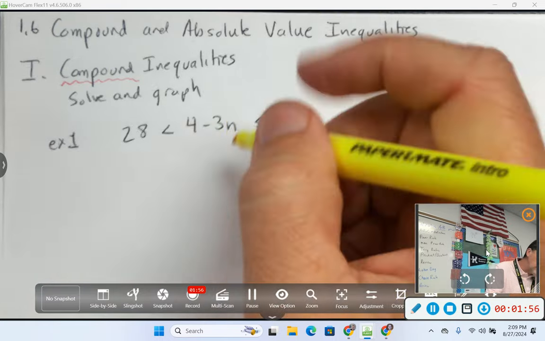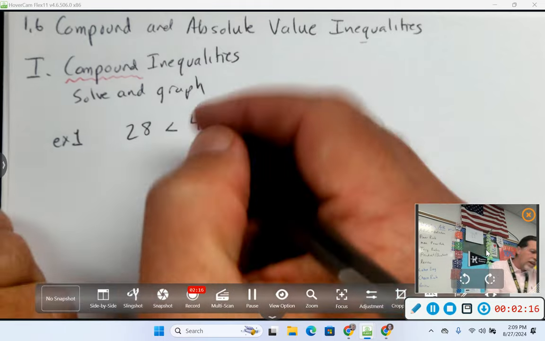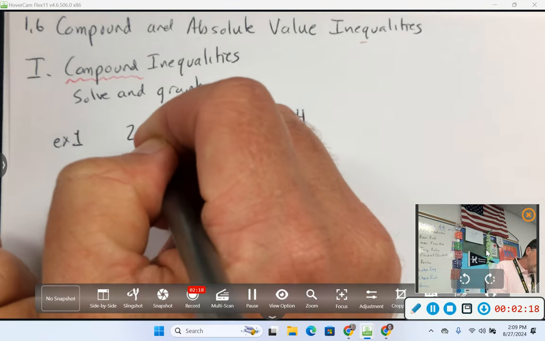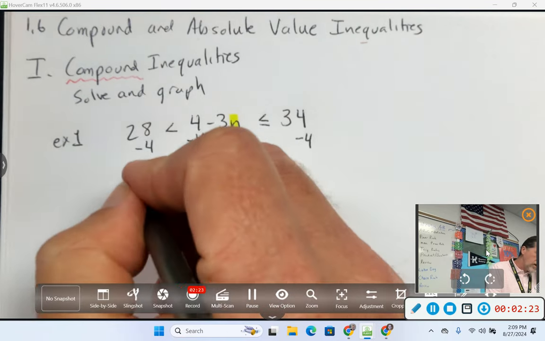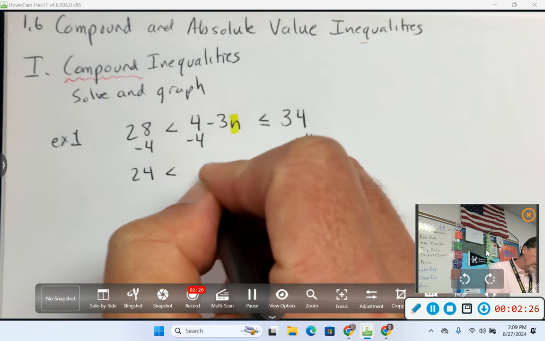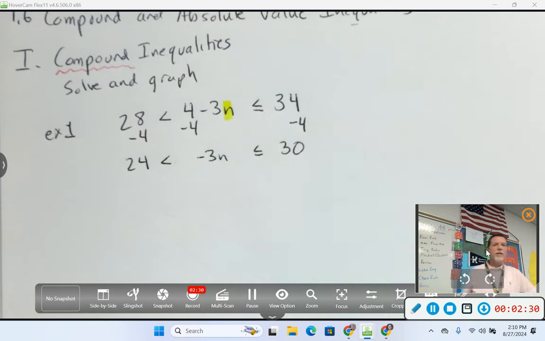Our job is still the same. We want to get n by itself. Any thoughts on what we could do to accomplish that? Yes, minus 4 from all three parts. So again, this is weird. Usually you're thinking equation where there's two sides. This is like a three-sided thing. So let's subtract 4 from all three sides or all three parts. So 24 less than negative 3n less than or equal to 30.